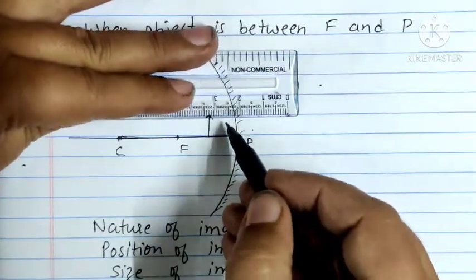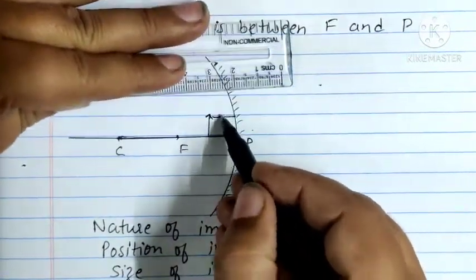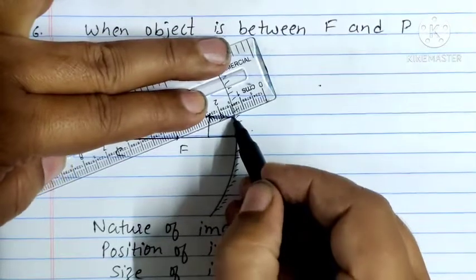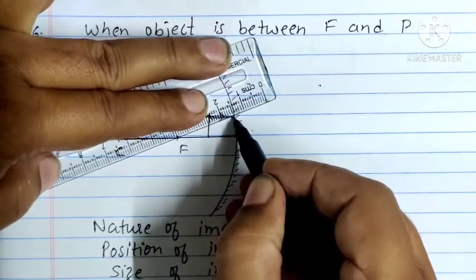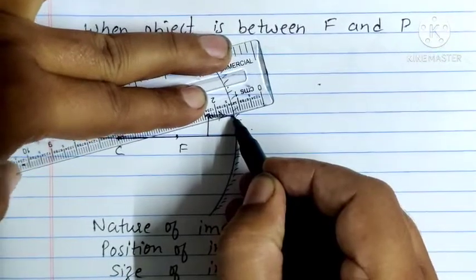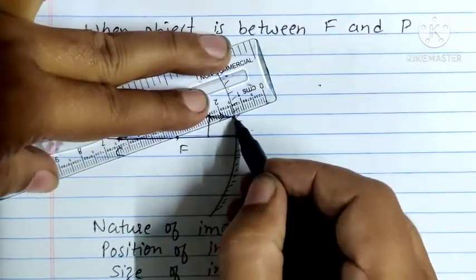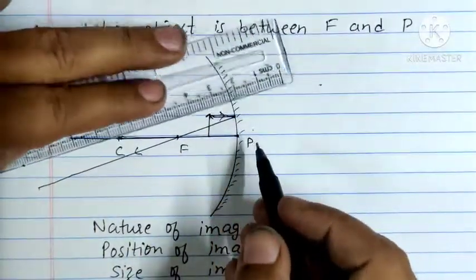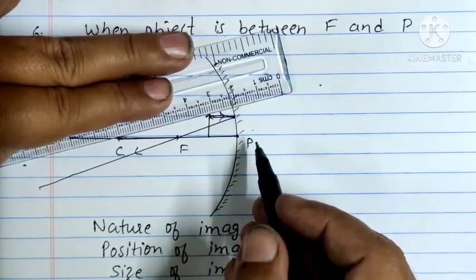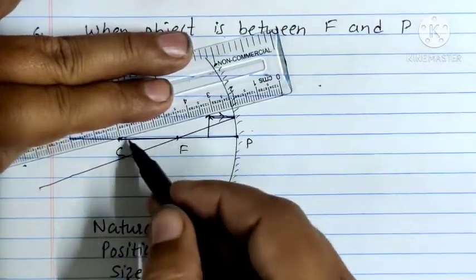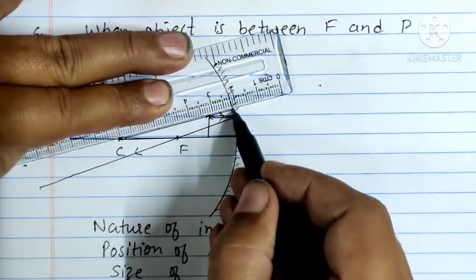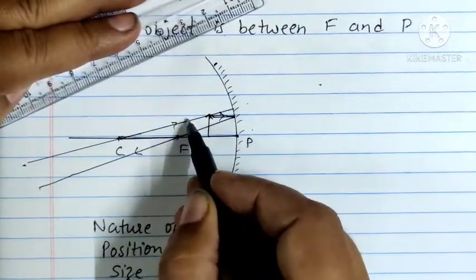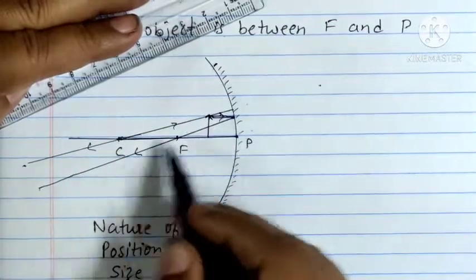Now rule number 1, the ray which is parallel to the principal axis, after reflection it will pass through the focus. This I am drawing here. This is passing through the focus. Rule number 2, the ray of light which is going through the center of curvature, after reflection moves back along the same path. So this is going to the center of curvature and returns back along the same path.